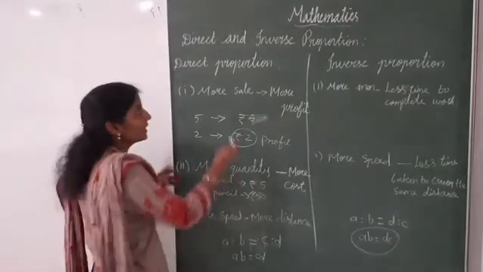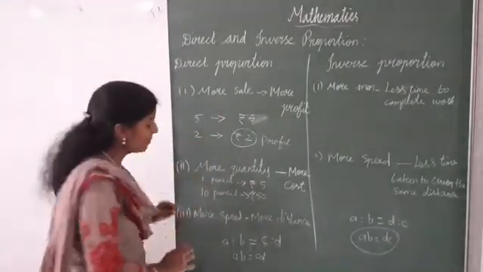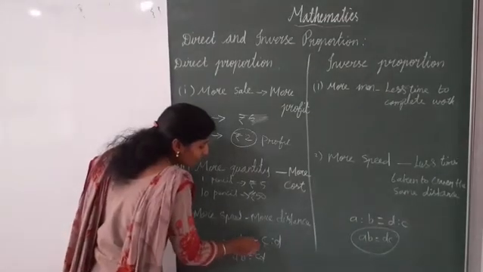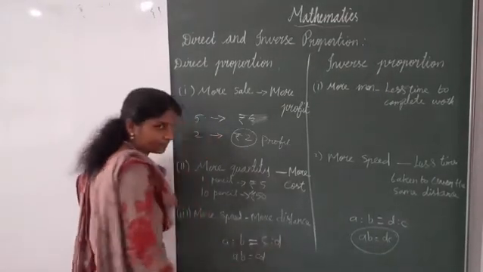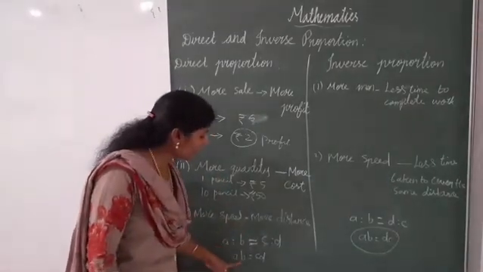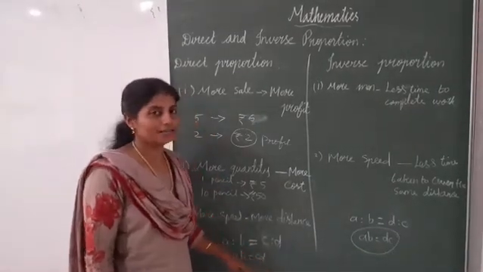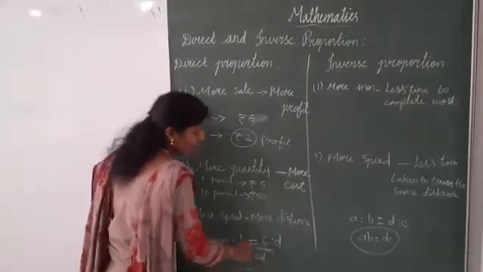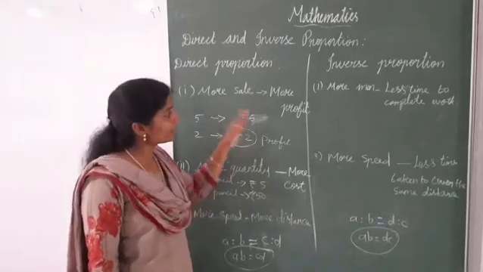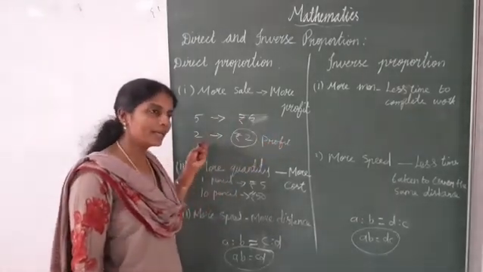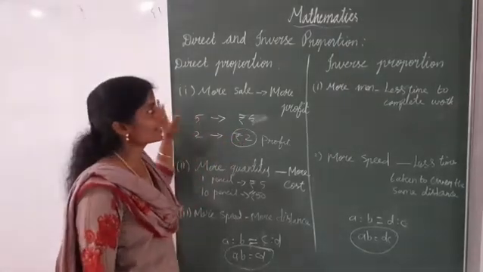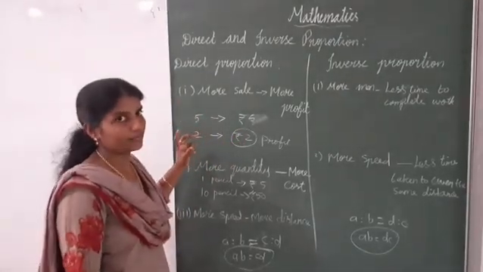Okay. Now listen, this is direct proportion, and we have one formula: A is to B is equal to C is to D. Direct proportion means we can multiply A into B, AB equal to C into D, CD. This is the formula. This is direct proportion. If one increases, the other also increases. Suppose one decreases, that also decreases. Same direction. So we can say this is direct proportion.